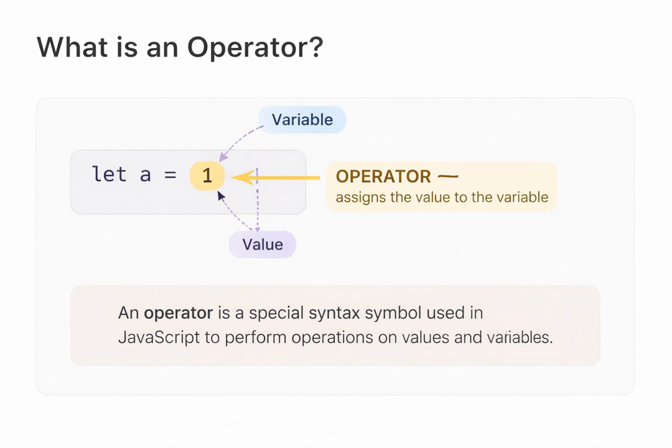Let's look at another quick example. If you write 1 plus 2, the plus sign is joining those two numbers together. That plus sign, also an operator. So any symbol that performs an action between values is an operator.